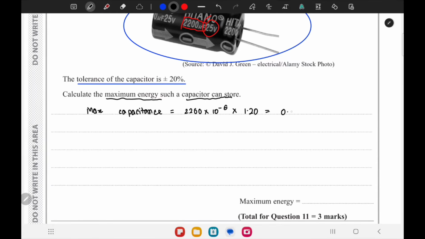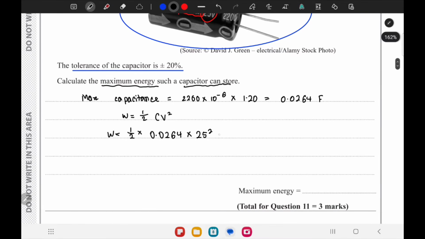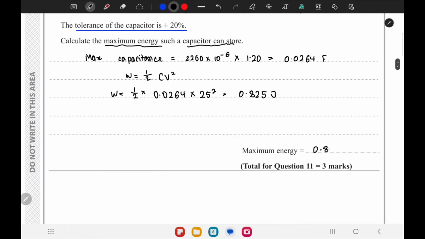We get 0.0264 farads. So the energy stored would be half times 0.0264 times 25 squared, since work done equals half CV squared. So we get a work done of 0.825 joules. This is the maximum energy it can store.